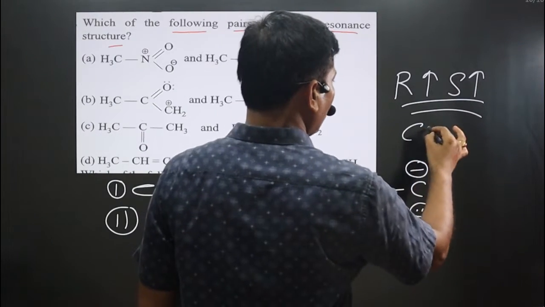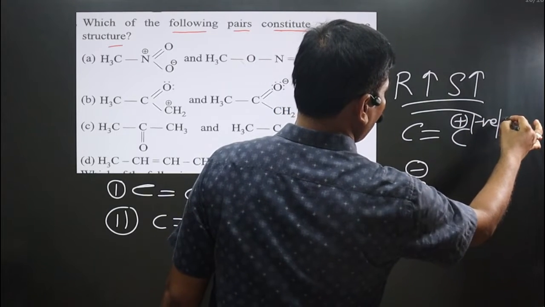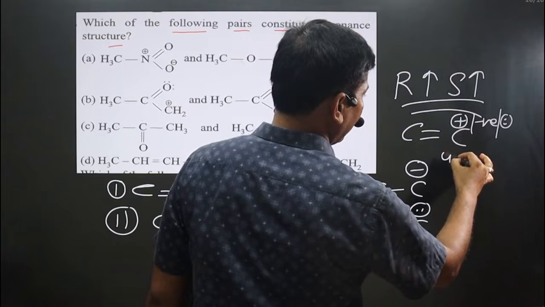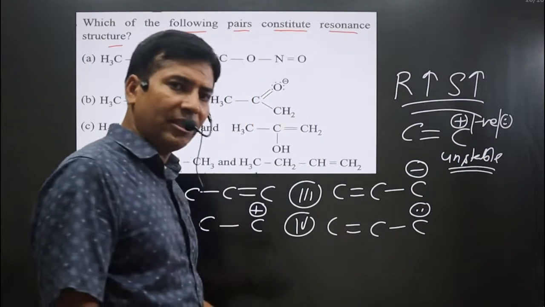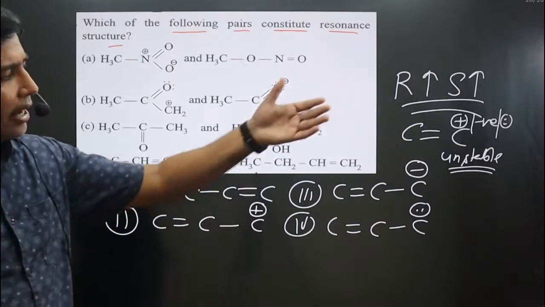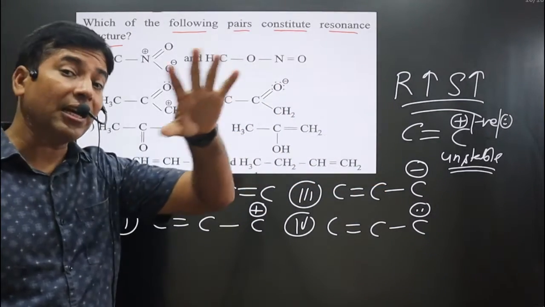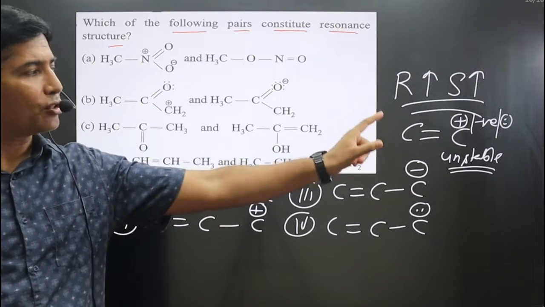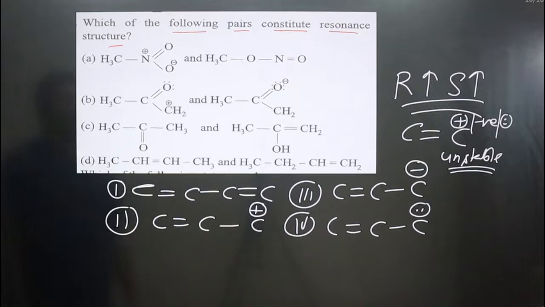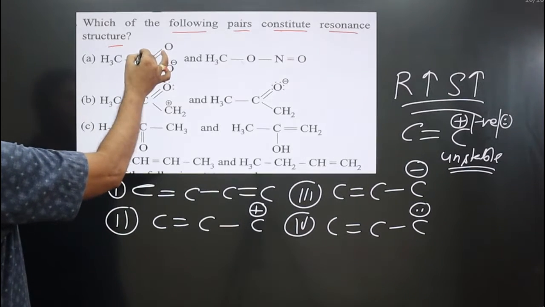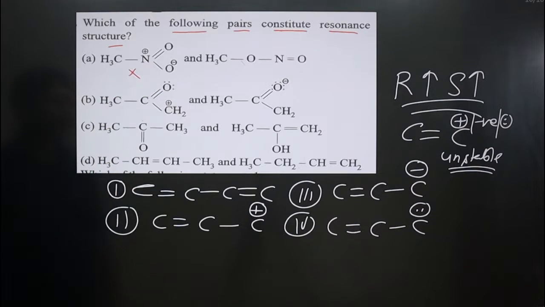But if we have double bond and immediately positive charge, a negative charge, or lone pair is there, this is a highly unstable system. Highly unstable in the sense it is not a part of conjugation, hence there is no resonance. This is not a conjugated system. Double bond immediately positive, negative, or lone pair is there. In this case, you can see double bond and positive charge is there, immediately positive charge is there. This is not a part of resonance.